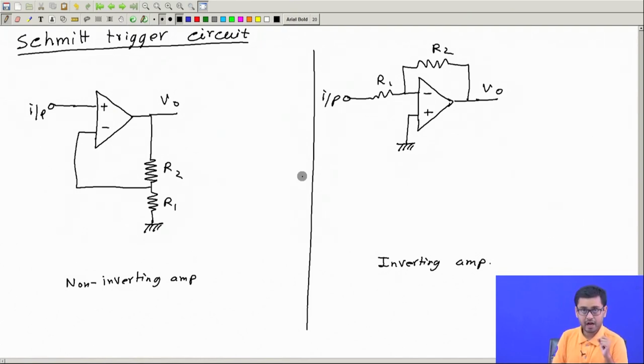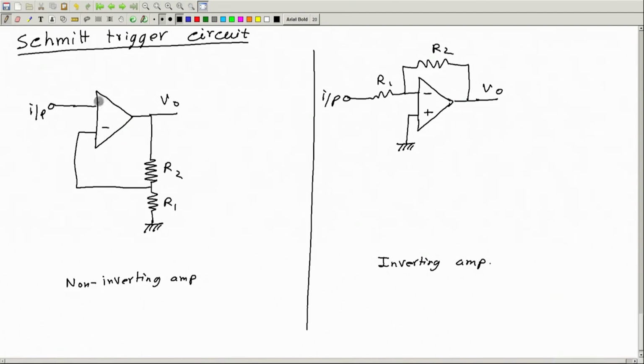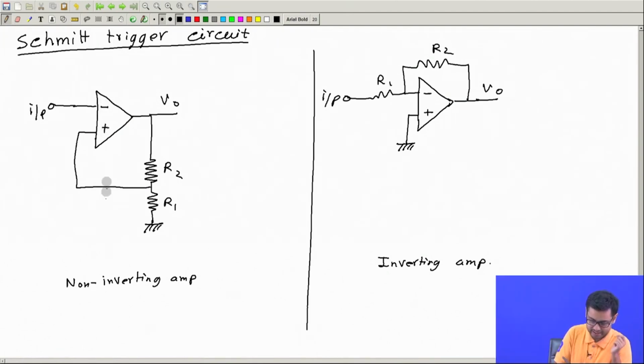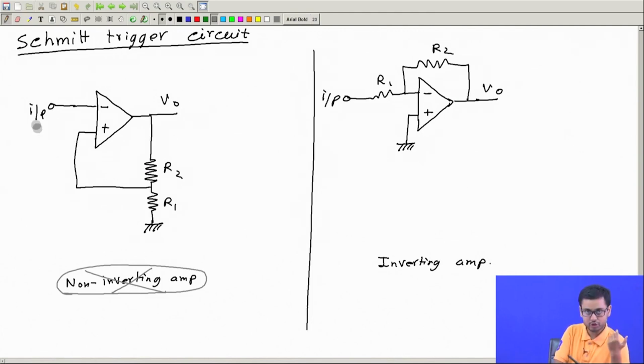Now, I will draw wrongly connected, oppositely connected amplifiers. What I will do? I will simply make this minus and this plus. So, now this is no longer a non-inverting amplifier. We have done detailed analysis of why this is no longer a non-inverting amplifier. Output will no longer be proportional to input.